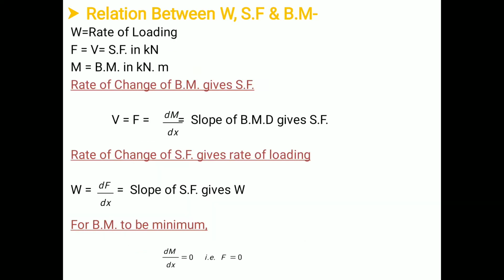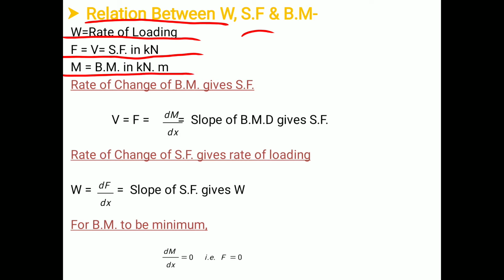Now we are going to derive the relation between loading intensity, shear force and bending moment. Let W be equal to rate of loading, also known as intensity of load, F or V equal to shear force in kilonewton, or you can express it in Newton also, and M equal to bending moment in kilonewton meter or Newton mm also.